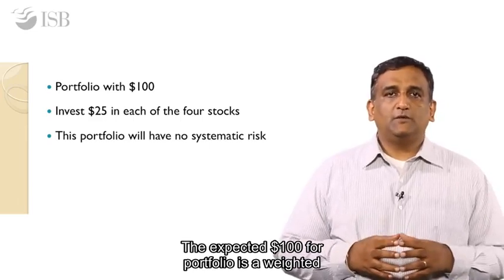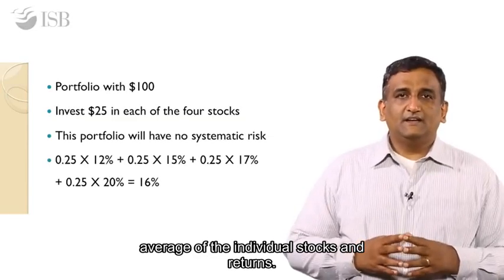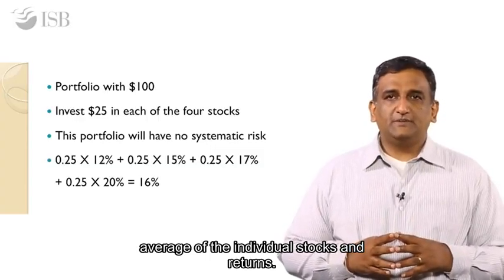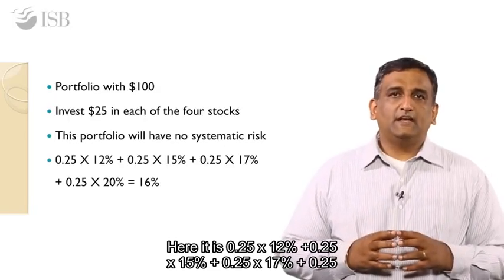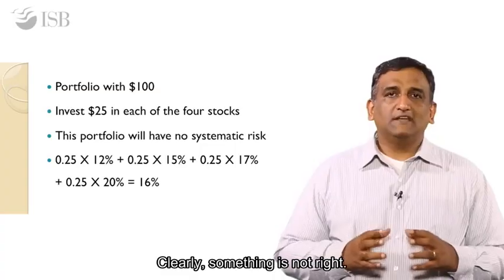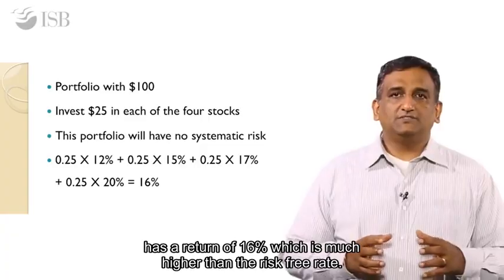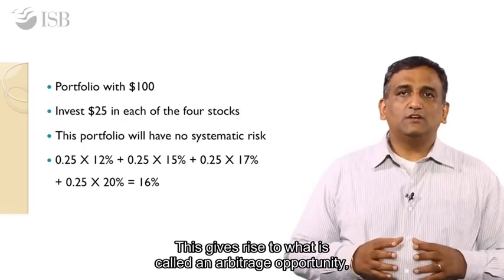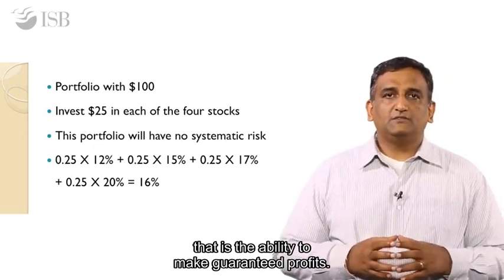The expected return of a portfolio is a weighted average of the individual stocks' returns. Here it is 0.25 times 12% plus 0.25 times 15% plus 0.25 times 17% plus 0.25 times 20%, which works out to be 16% per year. Clearly something is not right. The portfolio has zero risk but has a return of 16%, which is much higher than the risk-free rate. This gives rise to what is called an arbitrage opportunity, that is the ability to make guaranteed profits.